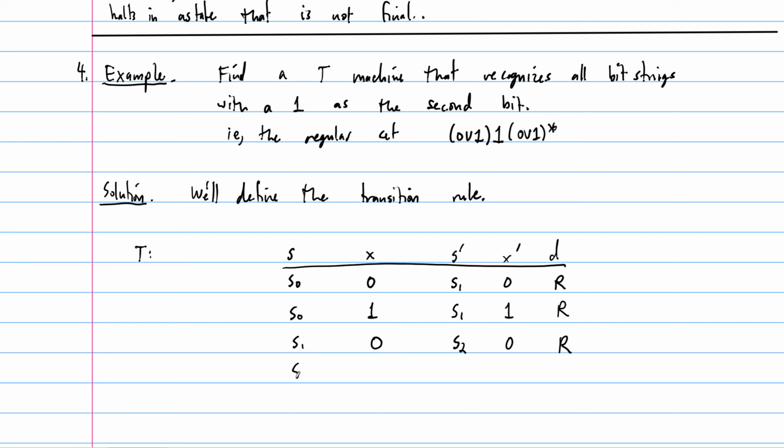And it's going to read the second bit, and if it's in S1, it's going to change the state to S3 if it is what we want. Again, it doesn't matter, we'll leave it the same. Just let it write out a 1.